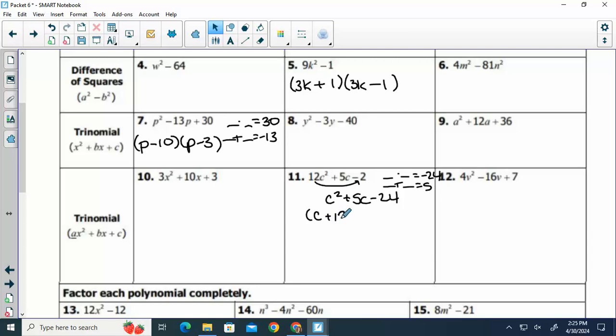Positive. Those don't add to 5 though. So 12 and 2 multiplies to 24, but it doesn't add to 5. What else could I do? Yep. Positive 8, negative 3. And then what do we do to each of these?